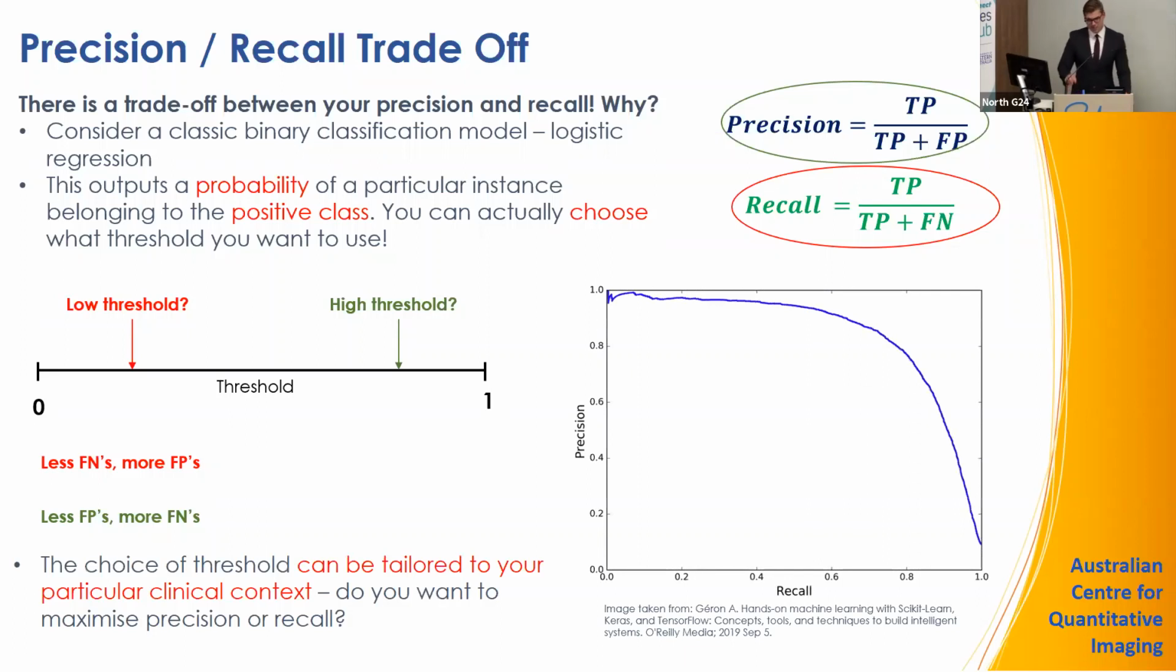So essentially what this is just trying to say is that you can tailor this to your particular clinical context. Do you want to minimize false positives or minimize false negatives? What sort of error in your models do you want to minimize?